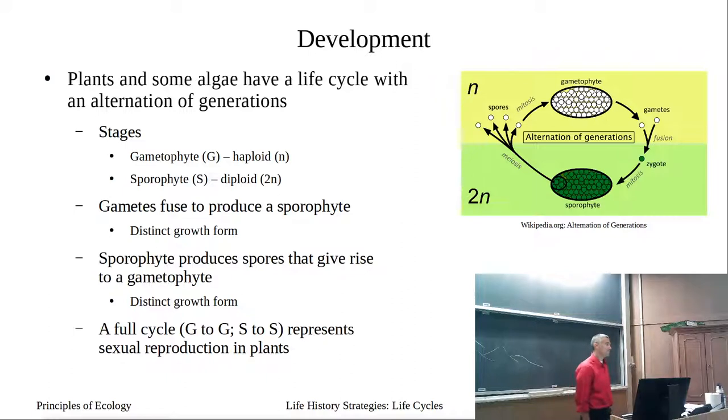Our full life cycle is when we look at the full cycle. So if we go from a gametophyte all around back to a gametophyte, that could represent a life cycle, or a sporophyte around to a sporophyte, that could be a life cycle. And where we start, where we define the dominant stage, just depends on the organism that we're looking at.